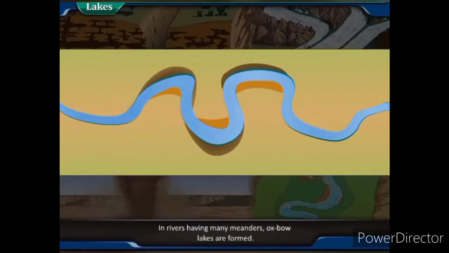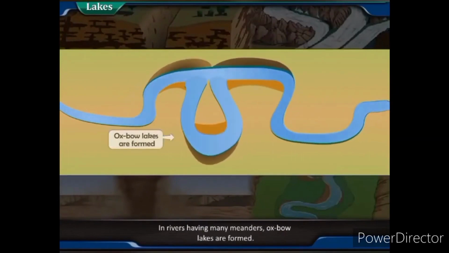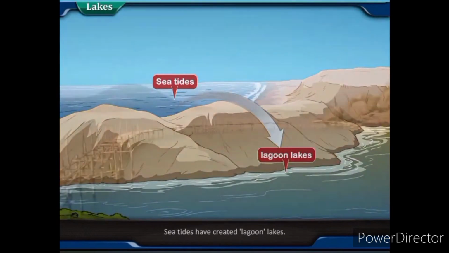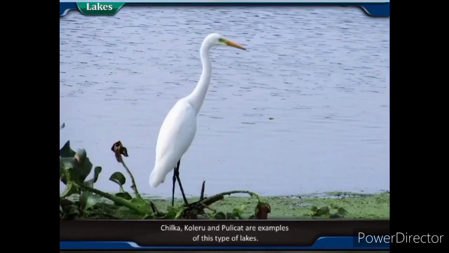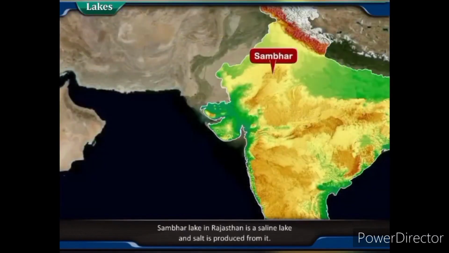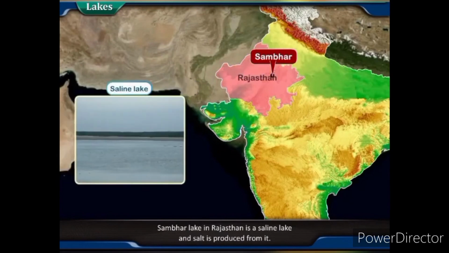In rivers having many meanders, oxbow lakes are formed. Sea tides have created lagoon lakes. Chilka, Koleru and Pulikat are examples of this type of lakes. Sambhar Lake in Rajasthan is a saline lake and salt is produced from it.